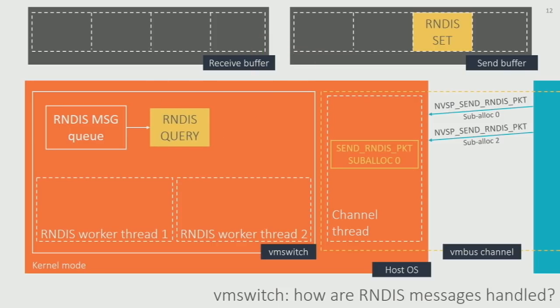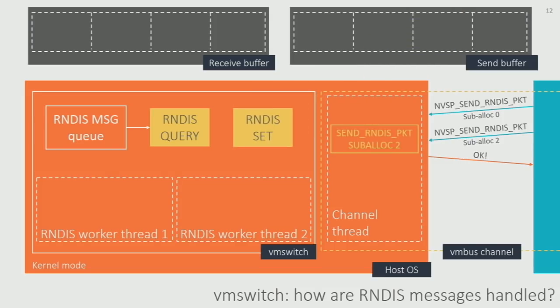And then instead of just handling them directly, it's going to copy them into a queue and then acknowledge that it has received them. Then it's going to do the same thing for the second message, put it into a queue, acknowledge that it has received that message. And that's basically it at that point.